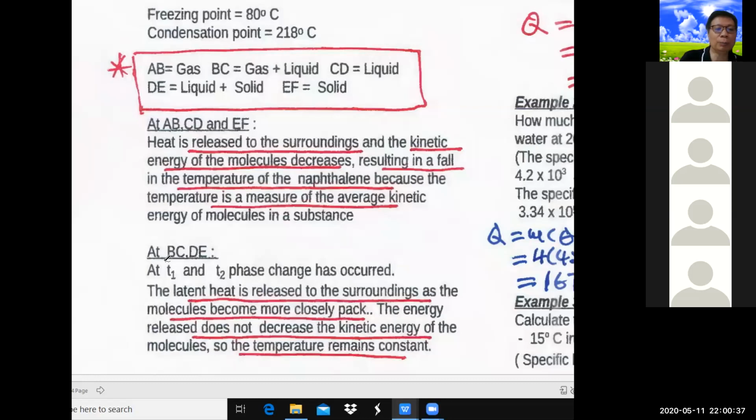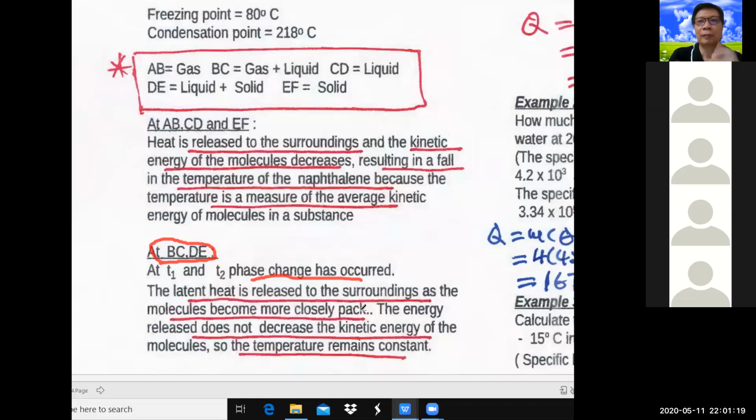Understand? Okay, most important is here, B, C, D, E: why does the temperature never drop? The reason is that at T1, T2, phase change occurs. Phase change means a change from gas to liquid, or from liquid to solid happens. So the latent heat is still released, but latent heat is released to the surrounding as the molecules become more closely packed. Okay, I want to explain it like this. Actually, the latent heat is released, right? But it doesn't actually release to the surrounding.